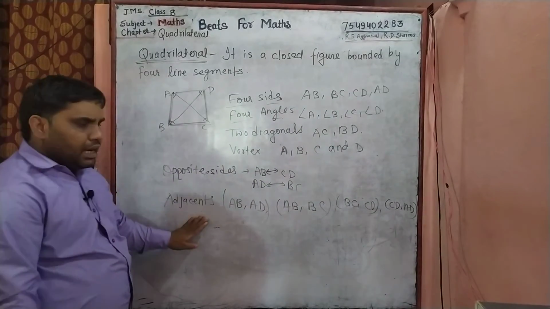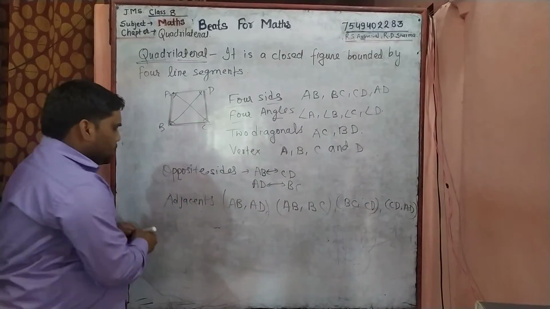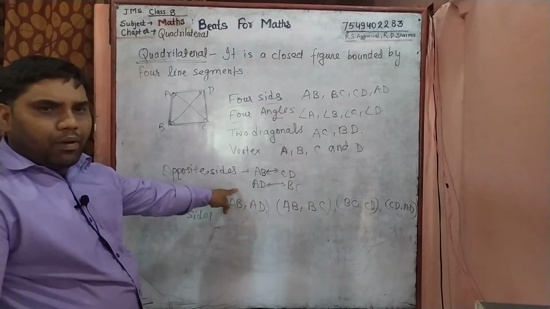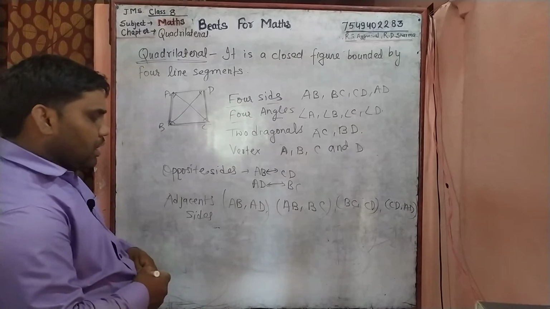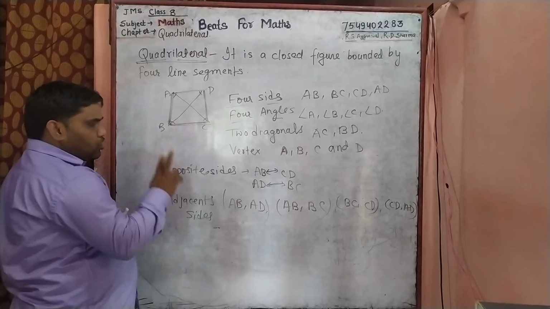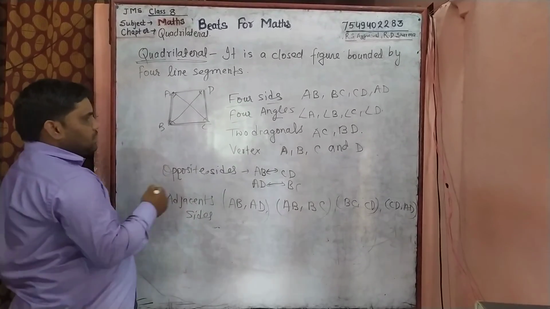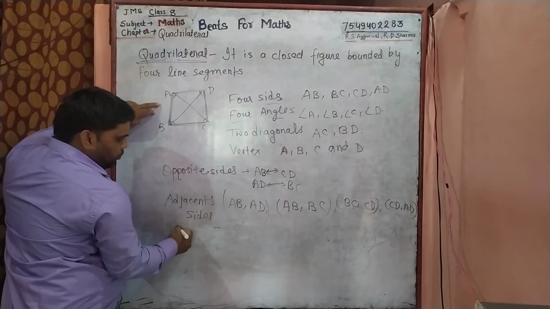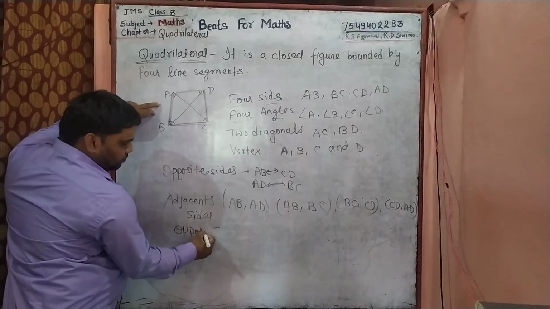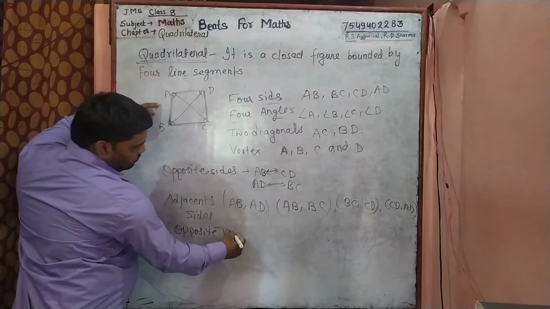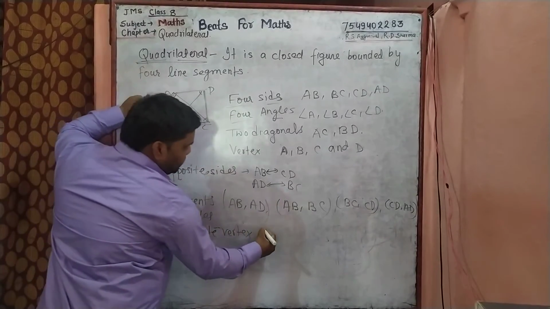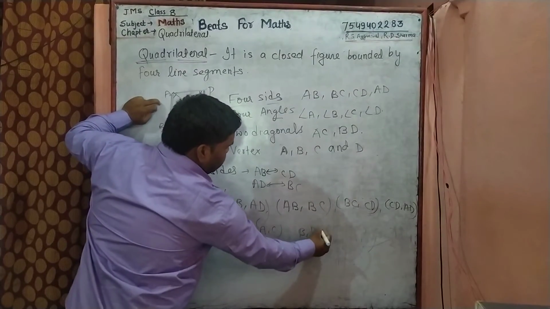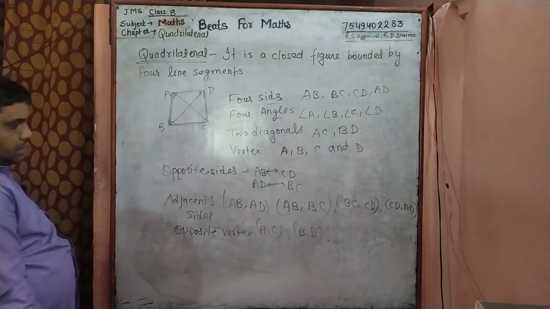There are four pairs of adjacent sides, two pairs of opposite sides. Similarly, there are two pairs of opposite vertices. This vertex and this vertex are opposite vertices. Opposite vertices A and C, B and D are the opposite vertices.